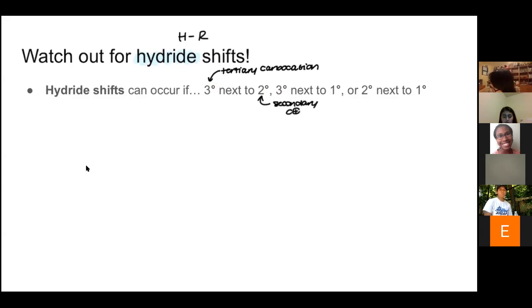So like C+. If we remember, tertiary carbocations are going to be more stable than secondary, which is more stable than primary. And so I'll show you an example of a hydride shift.